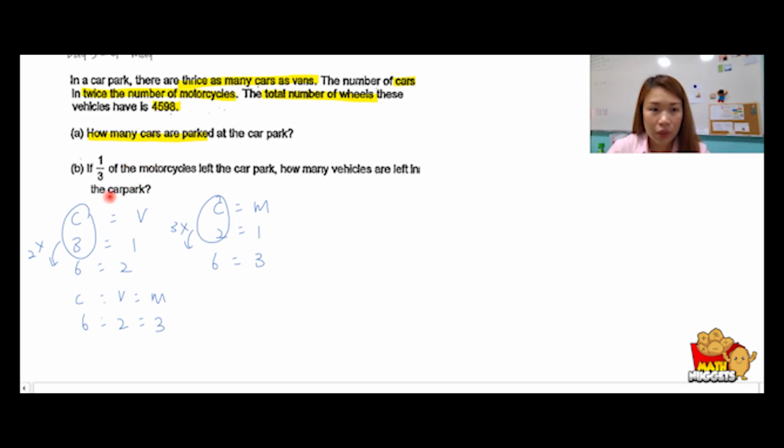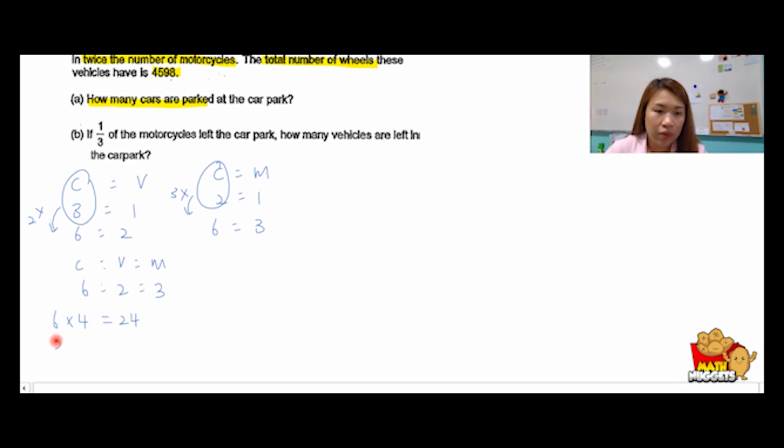Next, I'm going to find out the total number of wheels in this set. The car wheels, 6 times 4, 24. Van wheels, 2 times 4, 8. Motorcycle wheels, 3 times 2, 6. Next, we add everything up. 24 plus 8 plus 6. In total, we have 38 wheels in a set.